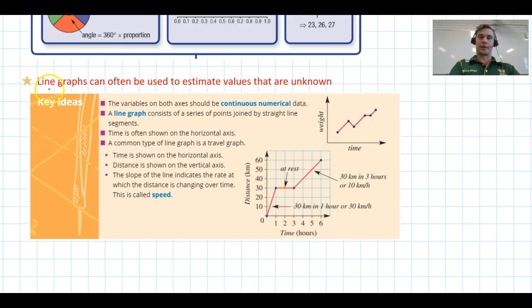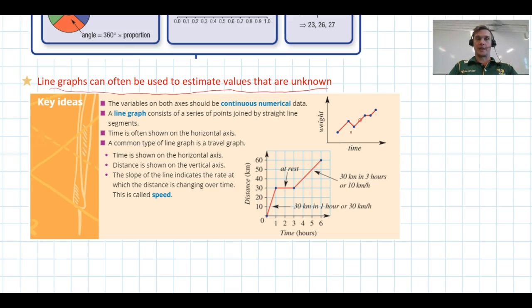The first thing I want you to write down is that line graphs can often be used to estimate values that are unknown. So here, if we wanted to know the weight at a certain time, maybe around this area, you can use these line graphs to help us estimate or guess the unknown value. That's really what they're used for.